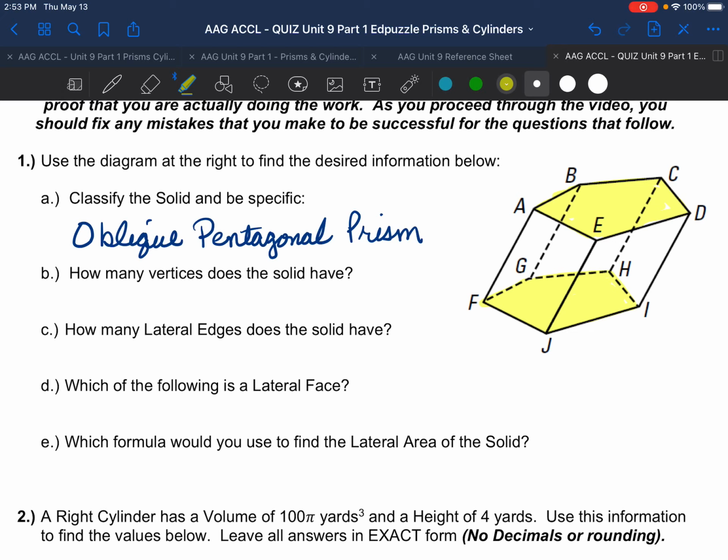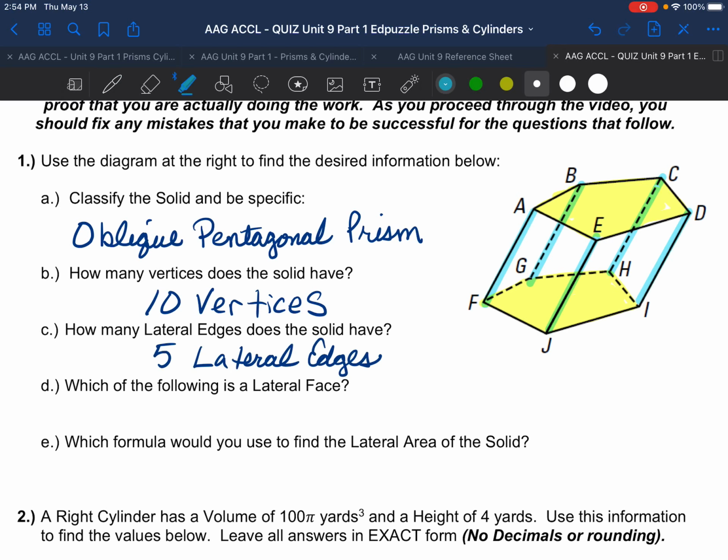All right, next question. How many vertices does the solid have? This prism has 10 vertices. As you can see at the right, I have used green dots to indicate all of the 10 corners. Next question, how many lateral edges does the solid have? Based on the diagram at the right, I've highlighted the lateral edges with blue. There are 5 lateral edges.